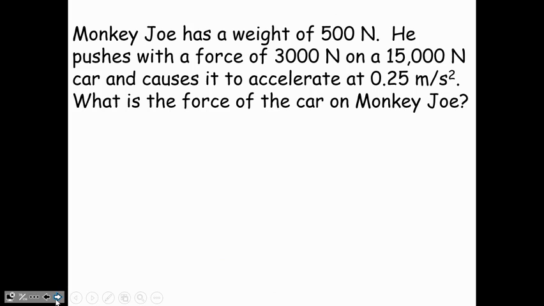In this case, the only way to solve this is by Newton's third law. We have to find the action-reaction pair. So if we're looking for the force of the car on Monkey Joe, we have to figure out which one of those forces listed is the force of Monkey Joe on the car. In other words, how much force is Monkey Joe applying to the car?